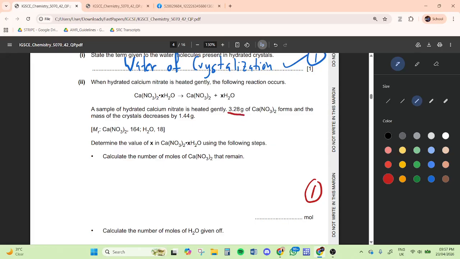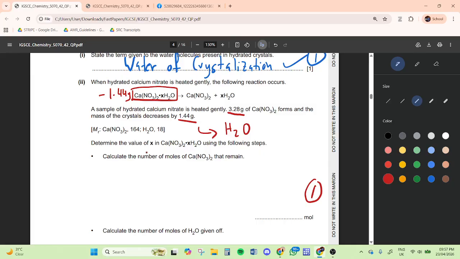3.28 grams, so this is important, of calcium nitrate forms, and the mass of the crystals decreases by 1.44 grams. So immediately upon reading the question, if the mass of the crystals decreases by 1.44 grams, what is escaping from the crystals? You already have calcium nitrate, so we can only assume that this 1.44 grams is H2O. This is immediately my thought when I read the question. You guys might have a different thought process. You might handle the question immediately, but I'm just showing you what my thought process was during all of this.